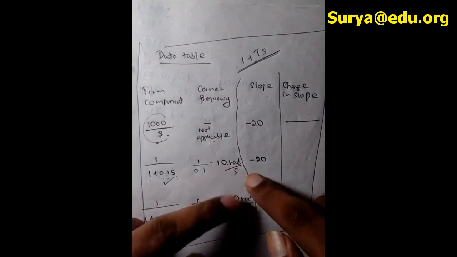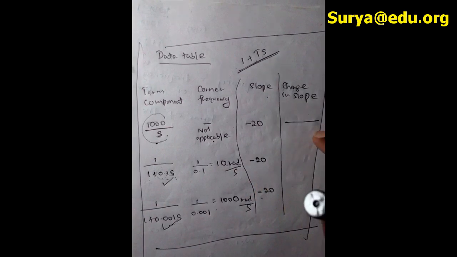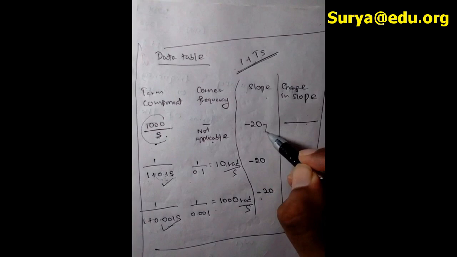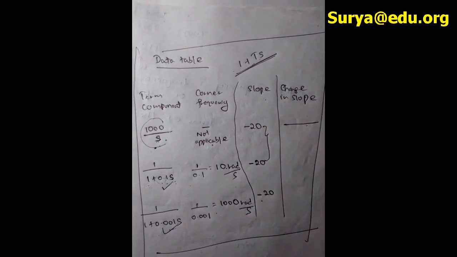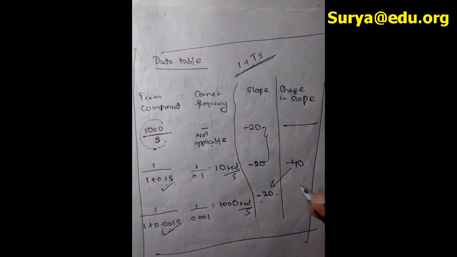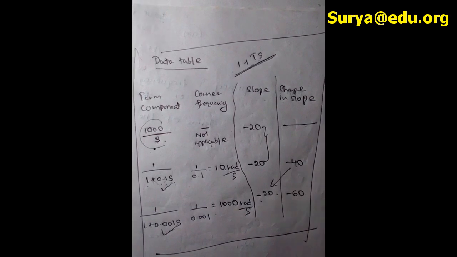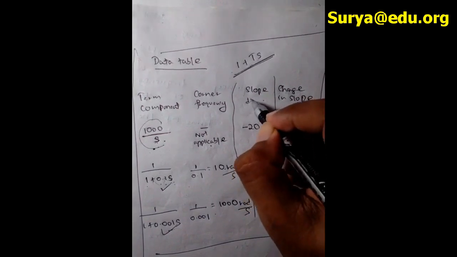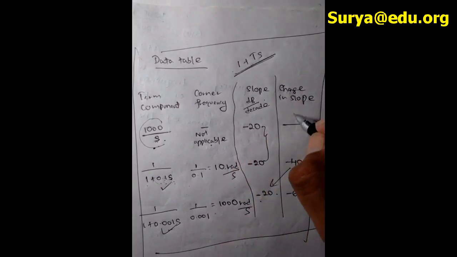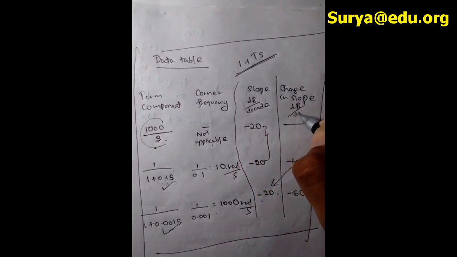And the next one, so when you are going to the next line, what is the change in slope? You have to add these two, so then it will become minus 40. And when you are going to the next line, if you are going to find the change in slope here, you have to add this one with this one, so this will become minus 60. What are the units? Decibels per decade.